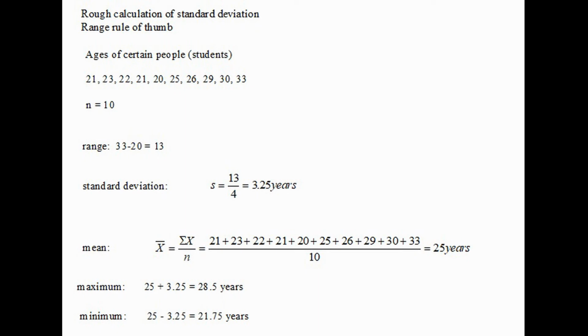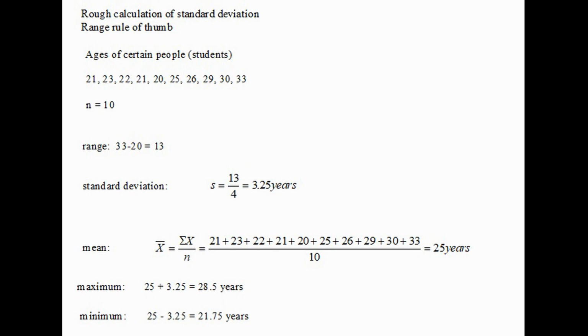In this example, we're looking at the ages of different people. In this case, n equals 10 because there are 10 elements, 10 people of different ages. We arrange the ages in ascending order and then find the range by taking the highest age minus the lowest age. In this case, the range is equal to 13. Now we find the standard deviation, and it's simply the range divided by 4. In this case, 13 divided by 4. So the standard deviation is 3.25 years, a lot easier than the previous calculations.